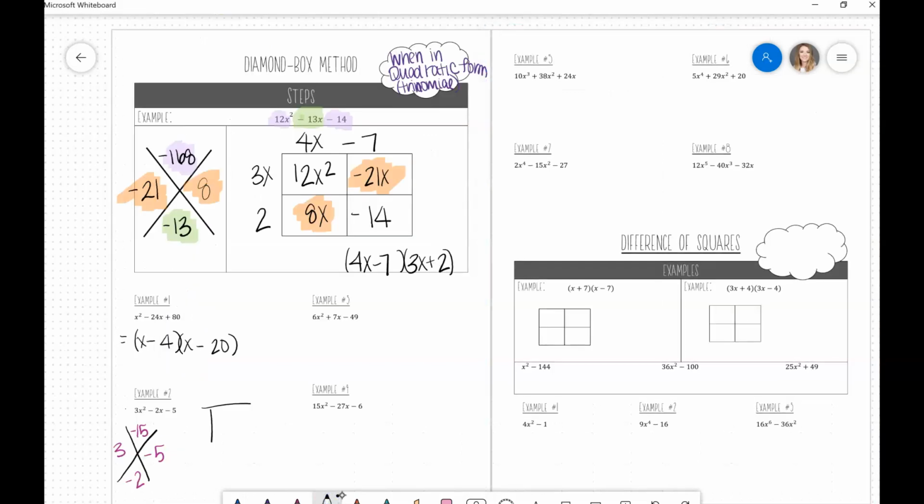From here, we can now take our information and place it into a box. I know top left, we want 3x squared. Bottom right, we want negative 5. Again, what we're searching for when we do the diamonds are our x values. And so we know that we will have a negative 5x and a 3x. These have a 3x in common. 3x times x is 3x squared. x times negative 5 would give us negative 5x. 3x times 1 would give us 3x. So it factors into 3x minus 5, x plus 1.